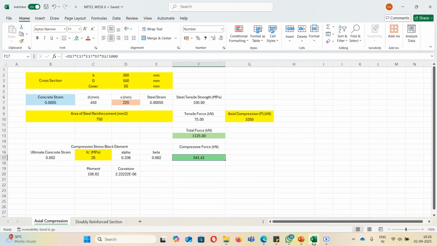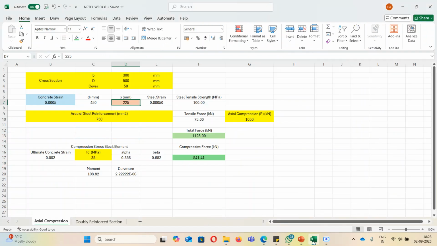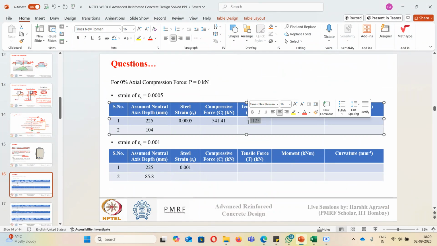We know if we increase the value of x, the compression force element will increase. If we decrease the value of x, the compression force element will decrease. So we'll change the x value. I guess there's some mistake here. This axial compression right now is zero. By mistake I wrote 1050. Right now there is no axial compression acting on this member, so I have kept this value as zero. So net tension force is 75, not 1125.